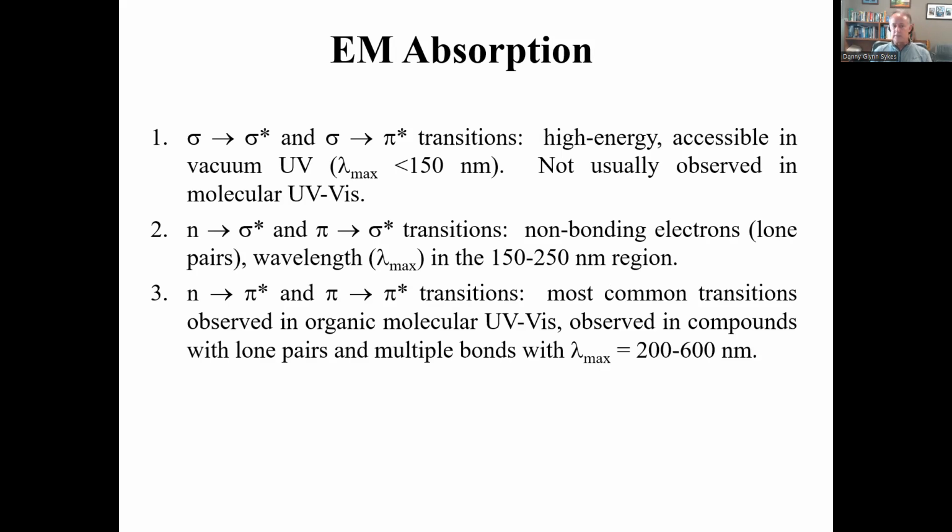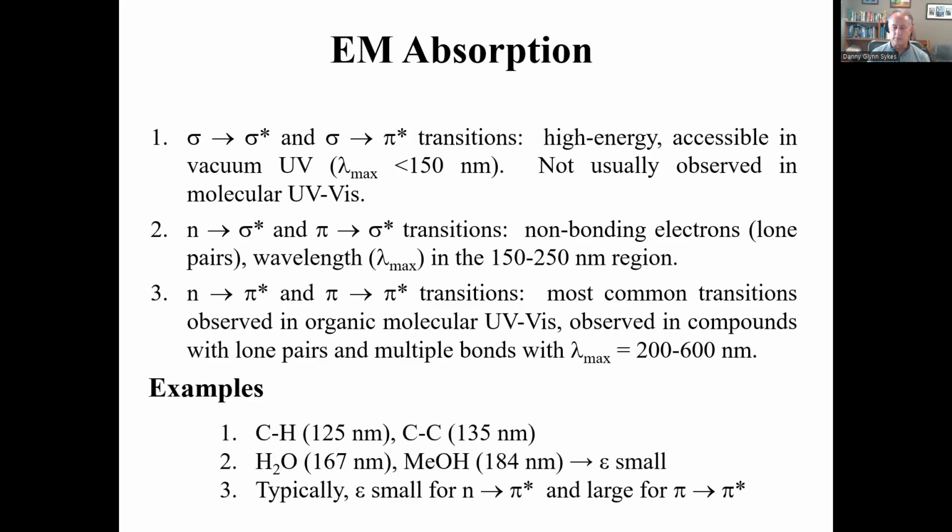Then we have the n to pi star and pi to pi star transitions, which you're probably most familiar with if you've been in organic and general chemistry. These are the most common transitions observed in organic molecular UV-vis, in compounds with lone pairs and multiple bonds, with lambda max in the 200 to 600 nanometer region. Looking at examples, C-H bonds absorb at 125 nanometers for a sigma to sigma star transition, and C-C at 135 nanometers.